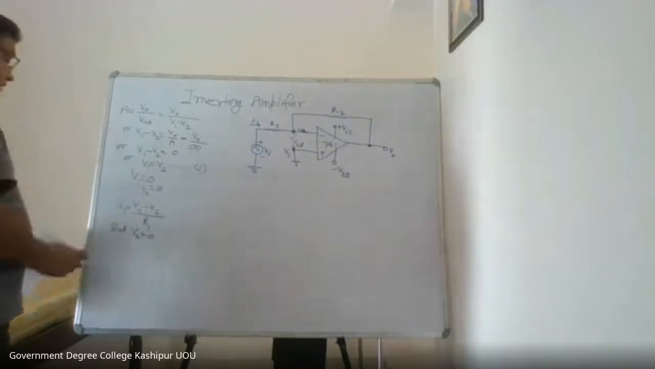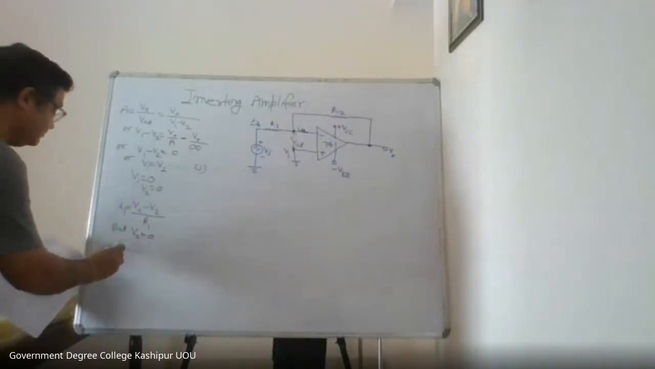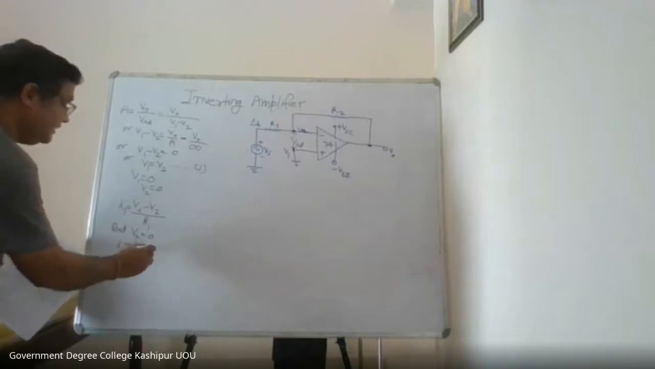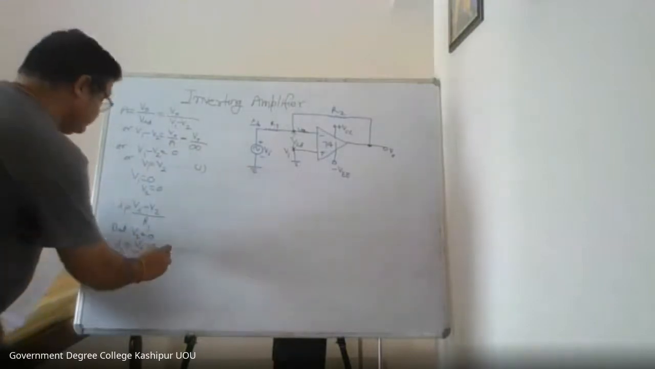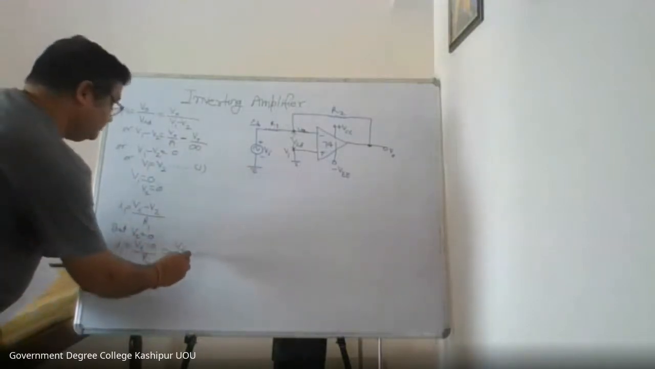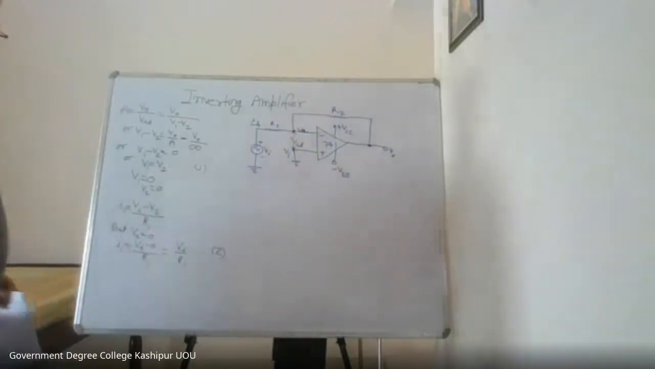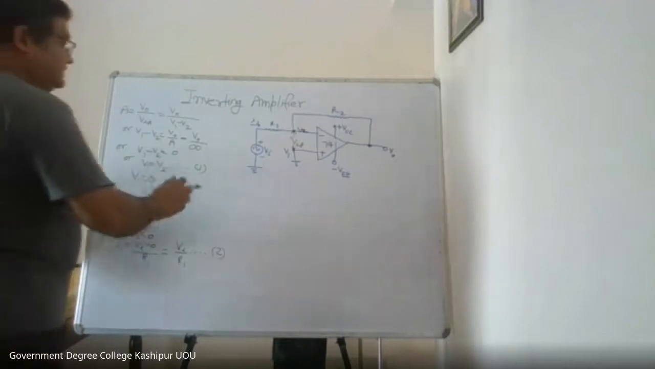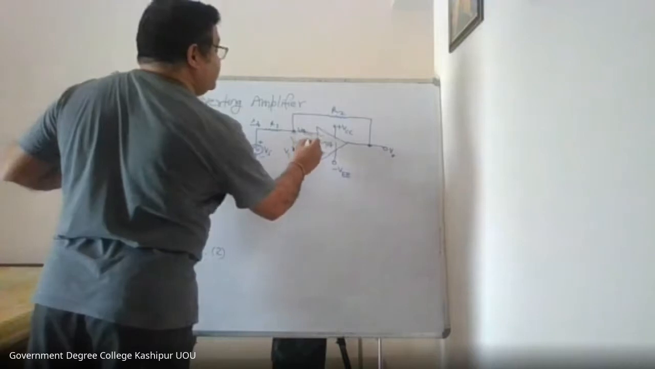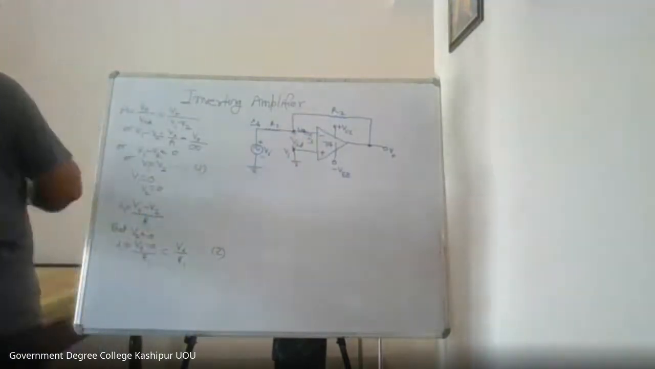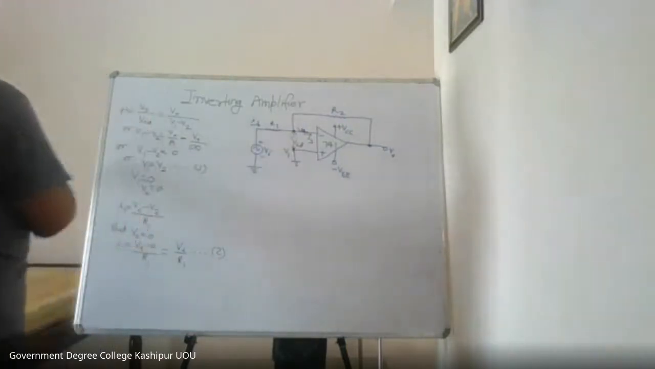But V2 equals 0. Putting the value of V2 in this equation, we have I1 equal to Vi minus 0 upon R1, equal to Vi upon R1. This is equation number 2. Now suppose the current inside the operational amplifier is I3. I3 is the current inside the inverting operational amplifier.